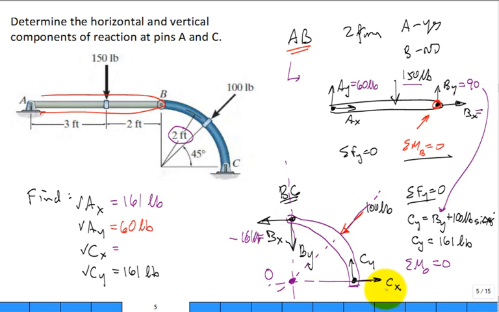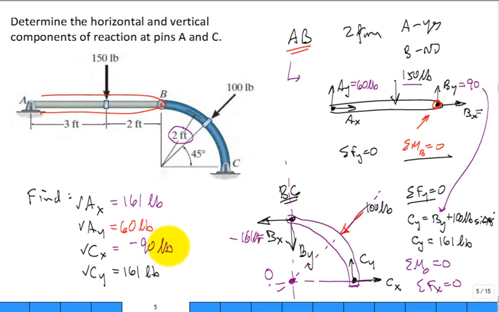On this diagram, what you could do is sum of the forces in the X equals zero for this member BC. Then you have that component of 100 times the cosine of 45 in the negative X, plus you have this negative of a negative, which is a positive. Anyway, this is a negative. This turns out to be, for my diagram, negative 90 pounds.